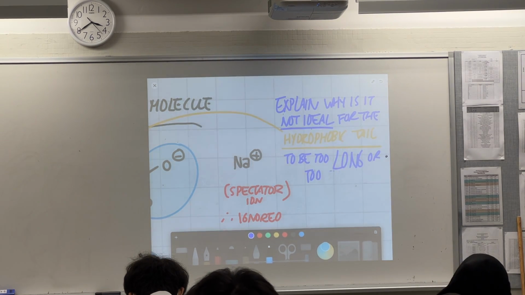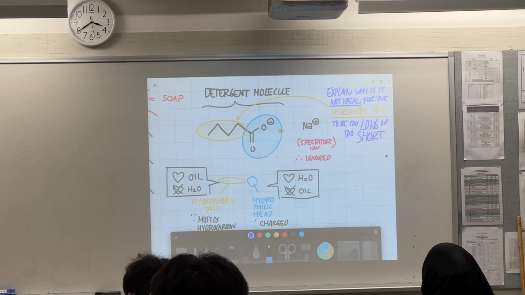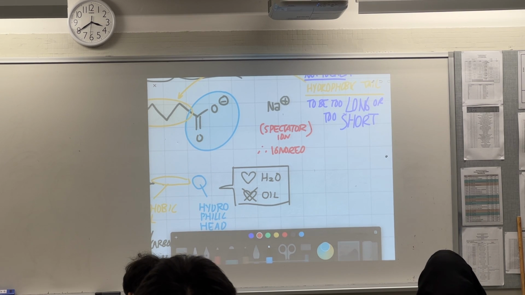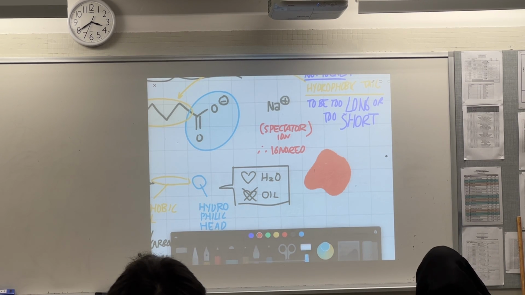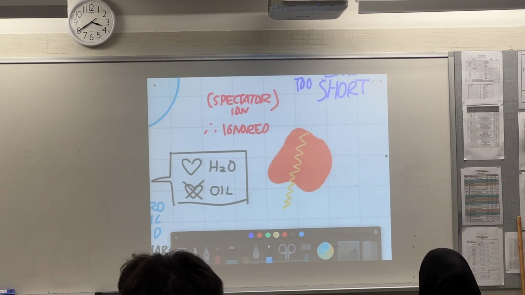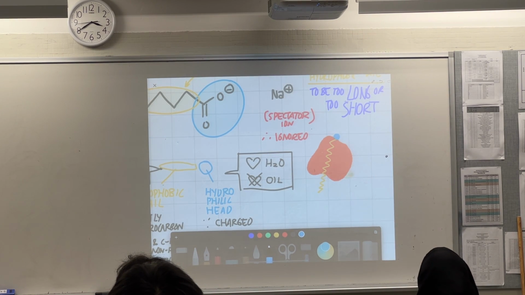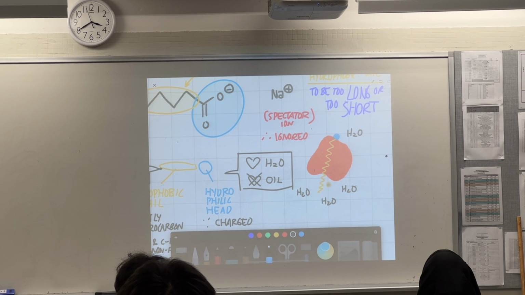If it is too long, it will be too oil soluble and too water insoluble. You will see something like this. This is the oil dirt. If it is too long, the hydrophobic tail will stick out of the oil droplets, and it will make the whole thing not water soluble. For the whole thing to be water soluble, you want the head to interact with water. You don't want the tail to interact with water. But if the tail is exposed, so long that it sticks out of the oil molecule, it will be forced to interact with water.